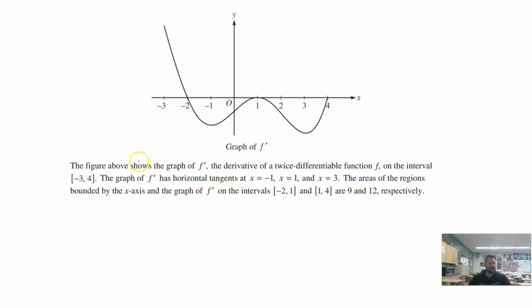It says the figure above shows the graph of f prime, the derivative of the twice differentiable function f on this interval, so from -3 to 4. The graph of f prime has horizontal tangents at x equals -1, +1, and 3. The areas of the regions bounded by the x-axis from -2 to 1 and 1 to 4 are 9 and 12, respectively. So it's telling us the area, it's telling us where this graph has maxes and mins, so it actually tells us more information than we usually get on a graphical analysis problem.